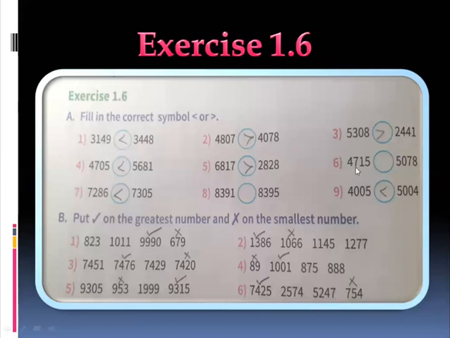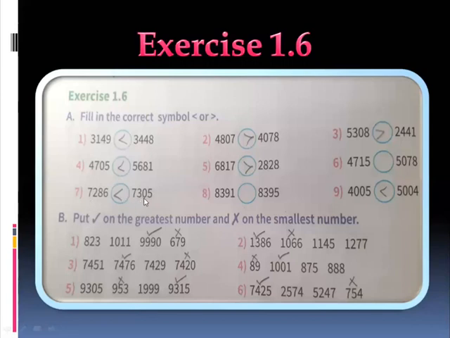Next, sixth one, you have to see and write. See here, 4,715 dash 5,078 is there. In these two numbers, you have to see which is the biggest number and put the greater than or lesser sign here. Okay, next, seventh one, 7,286 is less than 7,305. Here also in the thousands place the number is the same, but in the hundreds place 2 and 3 are there. 2 is less than 3. So 7,286 is less than 7,305.